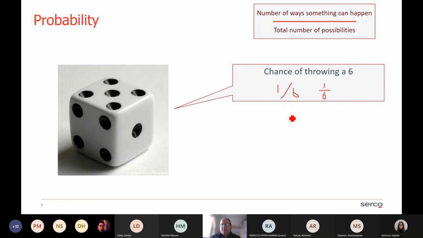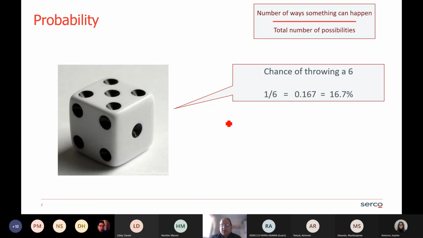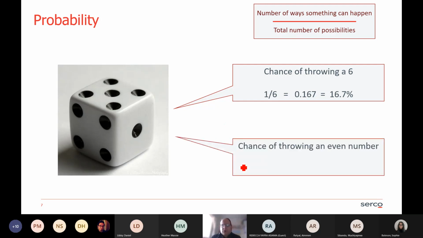1 over 6. So then my chance of throwing a 6 is 1 over 6, or 1 chance of it happening out of 6 possible opportunities. I can turn that into a decimal by doing 1 divided by 6, which gives me 0.167. And then I can multiply that by 100 to give me a percentage. So the chance of throwing a 6 is any of those, 1 over 6, 0.167, or 16.7%.